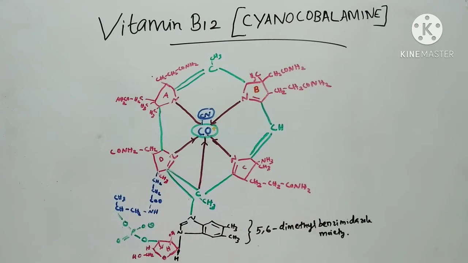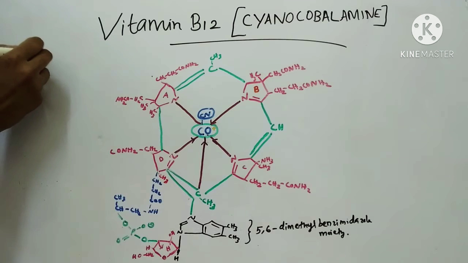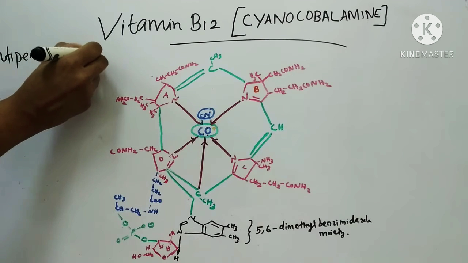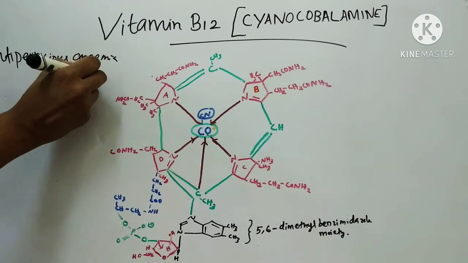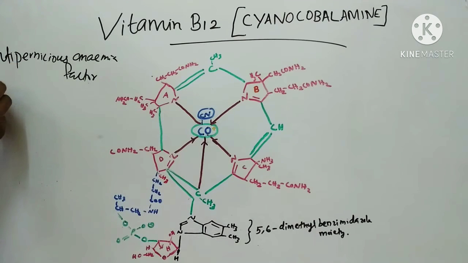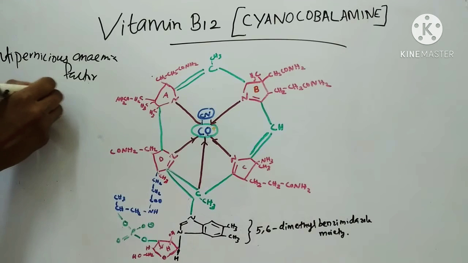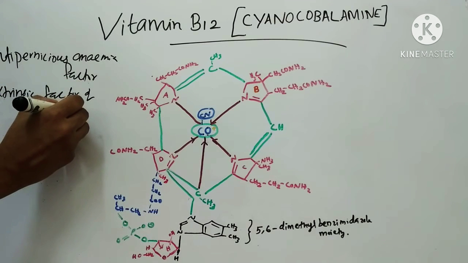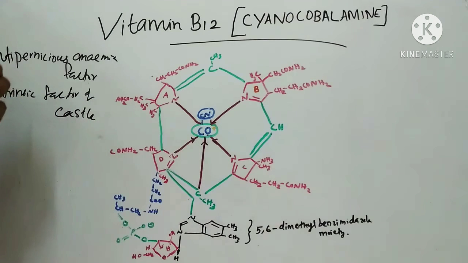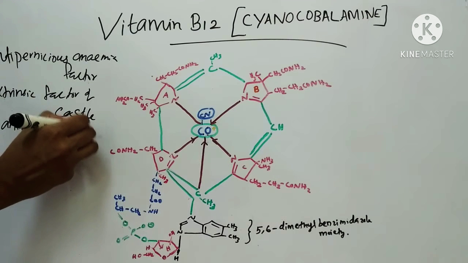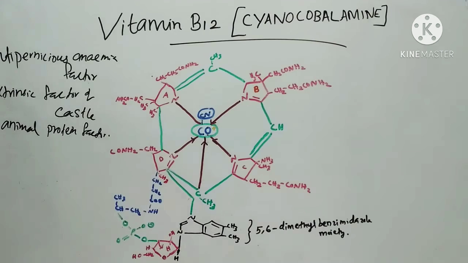Hello everyone. Today we will discuss vitamin B12 or cyanocobalamine. It is a water soluble vitamin. Synonyms are antipernicious anemia factor, extrinsic factor, and animal protein factor. These are the synonyms of vitamin B12.